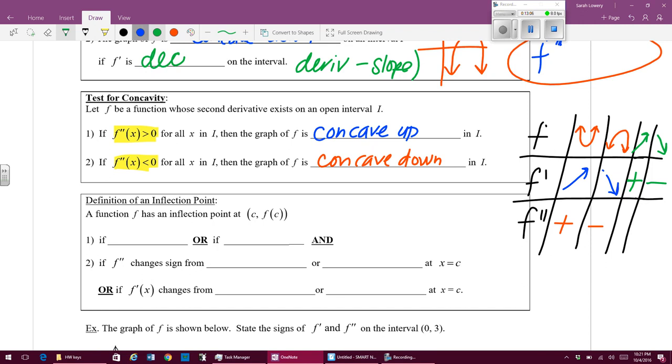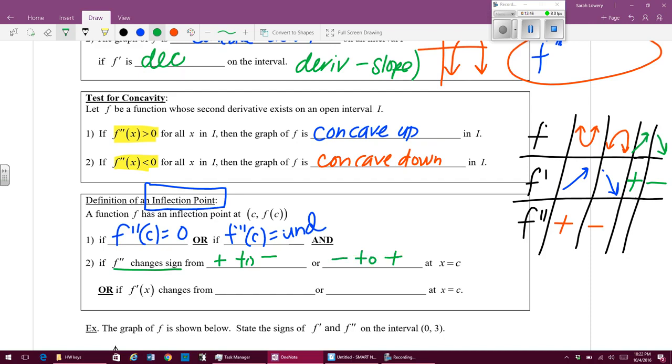So there's this thing called an inflection point. An inflection point is kind of like a critical point. An inflection point happens in two places. It's either where the second derivative equals 0, or the second derivative is undefined. And what a point of inflection does, it's where our second derivative will change sign from either positive to negative, or from negative to positive.